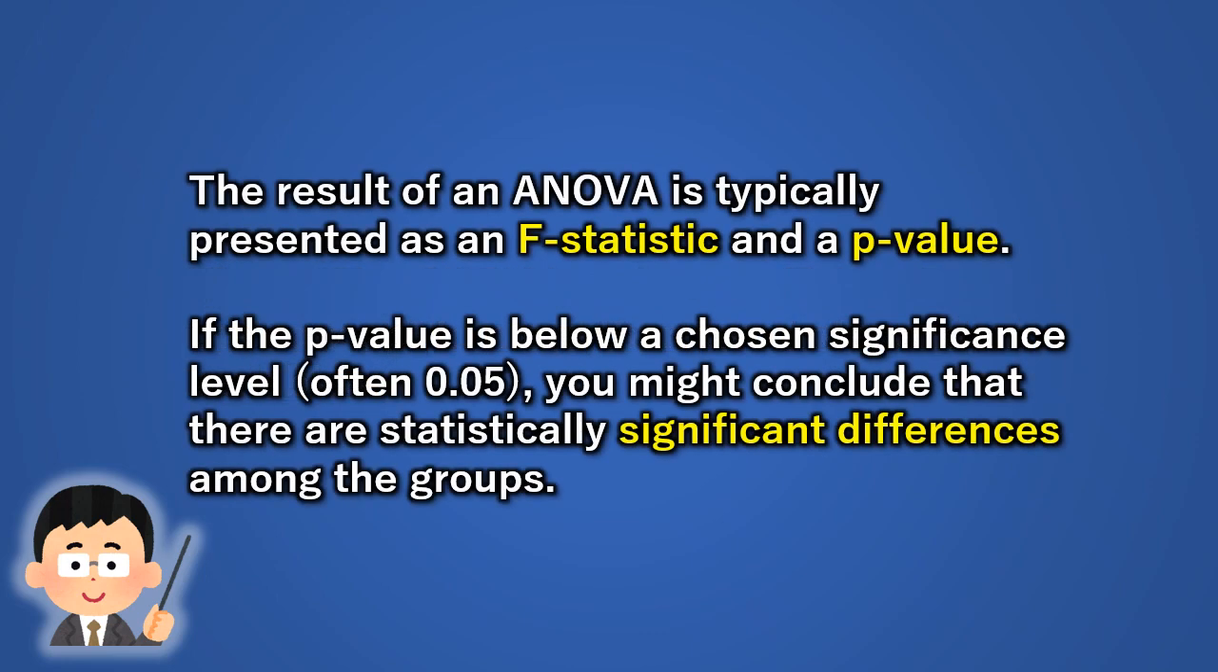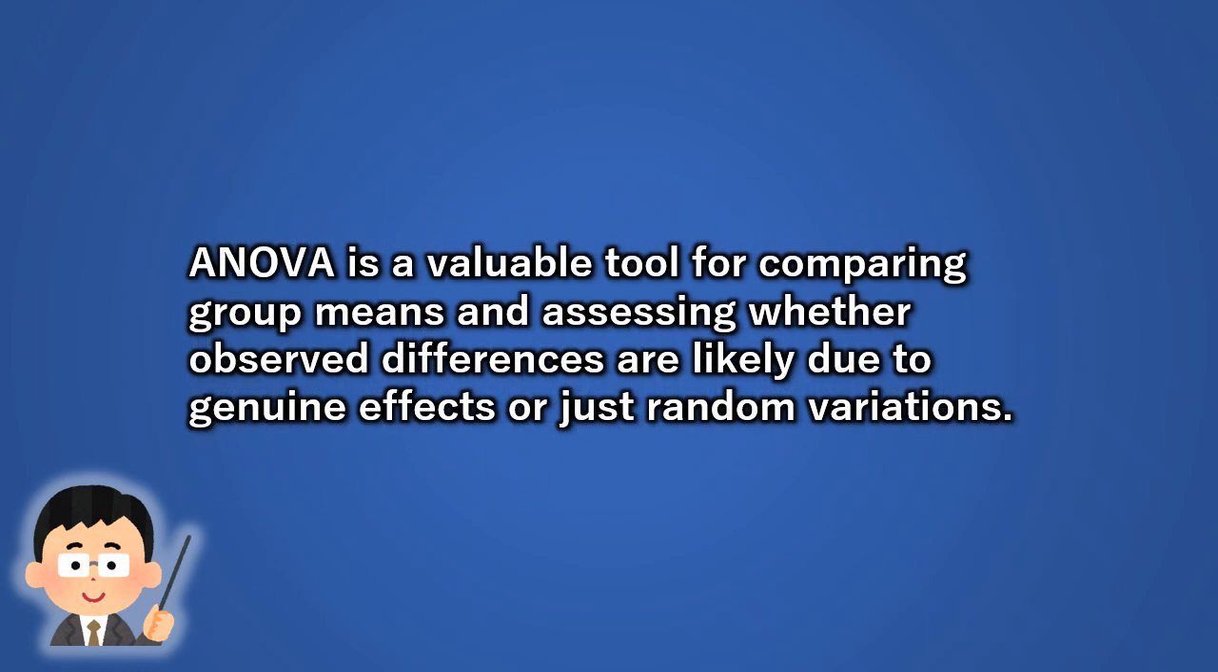The result of an ANOVA is typically presented as an F-statistic and a p-value. If the p-value is below a chosen significance level, often 0.05, you might conclude that there are statistically significant differences among the groups. ANOVA is a valuable tool for comparing group means and assessing whether observed differences are likely due to genuine effects or just random variations.